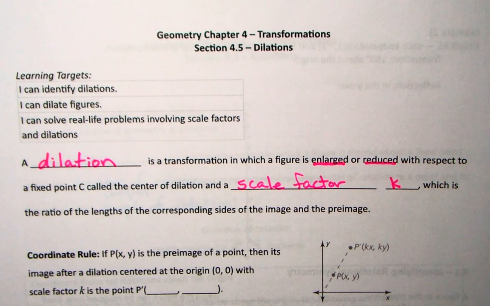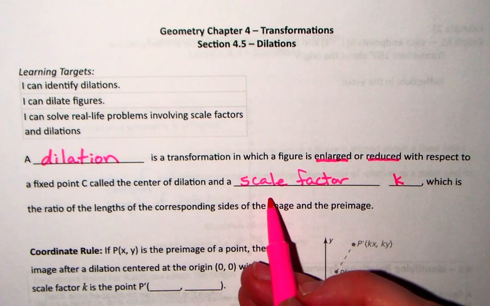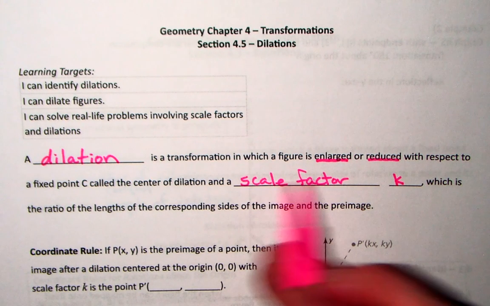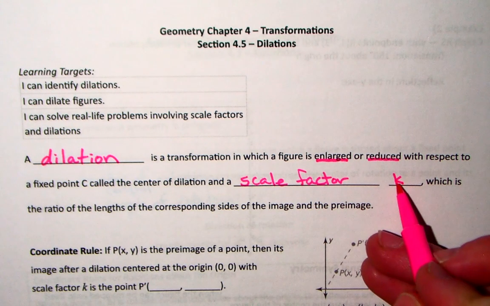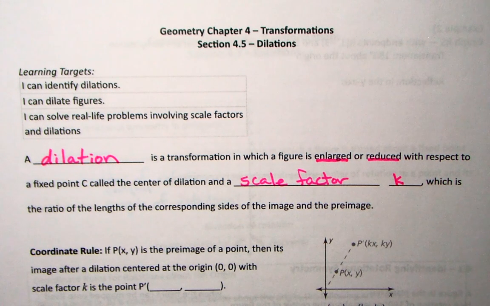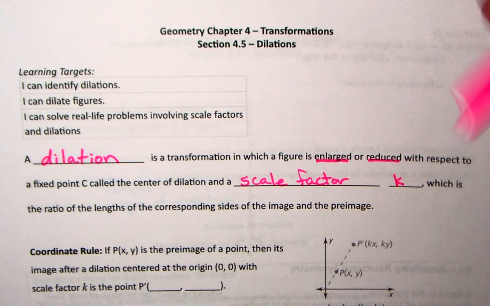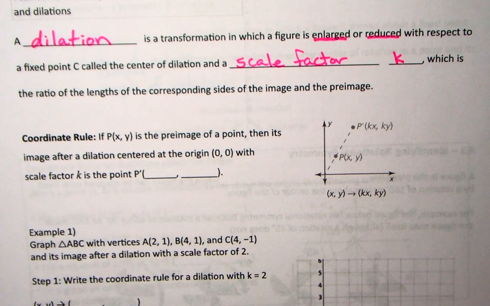Think about your eyes, like your pupils when you go to the eye doctor. If you go into a really bright room from a dark room, your pupils will shrink or get bigger. And the rate at which they get bigger or smaller, that's our scale factor. So if your pupils get twice the size, you'd have a scale factor of 2. Or if they become half the size, you'd have a scale factor of 1/2. Dilations are pretty straightforward once you get the hang of it.